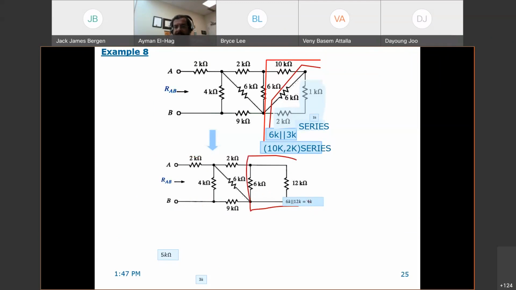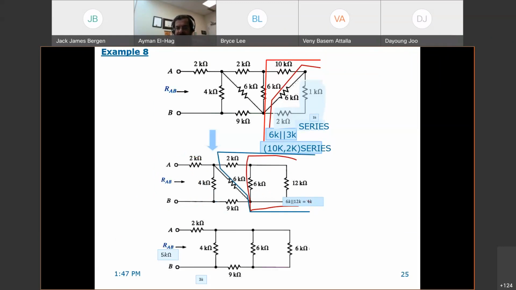ohms here. And then the 4 and the 2 becomes 6. So we have here 6 and 6. They are in parallel, so this becomes equal to 3, in series with 9 is 12. 12 with the 4 gives you 3. 3 plus the 2 gives you the 5 kilo ohm. So this is something that you expect.